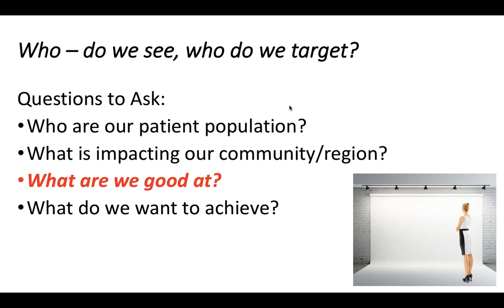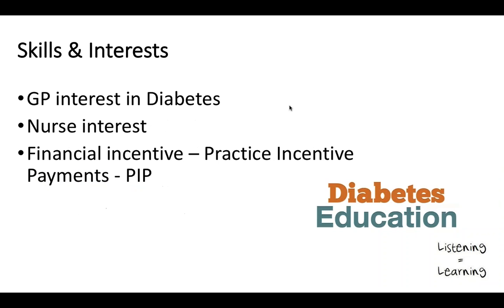So who do we see and who do we target? So what are we good at? With this clinic, we had to look at the GPs and the nurses to discover what it is they want to do. The GPs had an interest in diabetes and the nurse had an interest in diabetes as well. And the clinic also identified that there was a financial incentive for them to do diabetes as a first initiative because they wanted to attract the practice incentive payment for their diabetes.